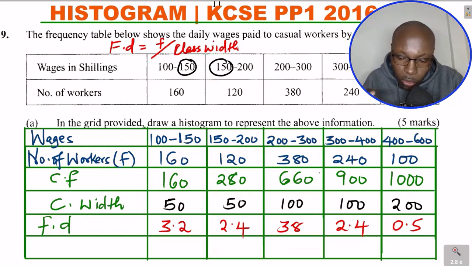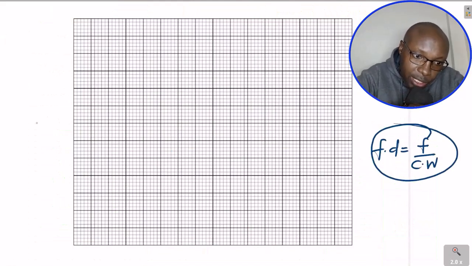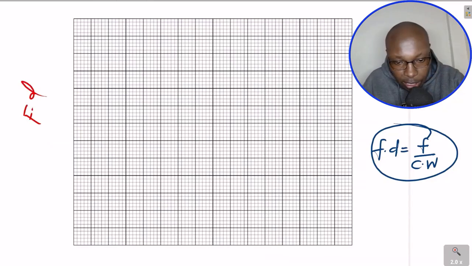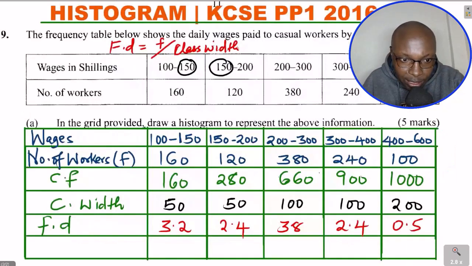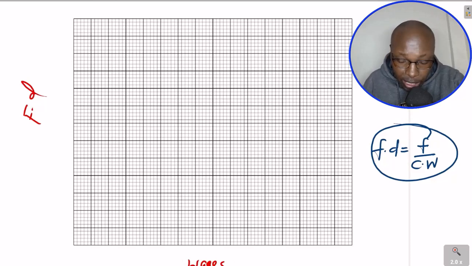We are going to plot on the y-axis. So let's go to the graph. On the y-axis, this is where we shall plot the frequency density, and then the classes, the wages, the way they are. Remember, we are not using the class boundaries. We're just going to use them the way they are. So the wages will be on the x-axis. On the y-axis, frequency density. The x-axis, you put the wages.